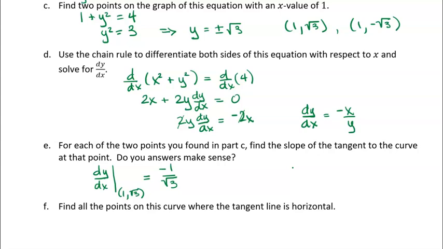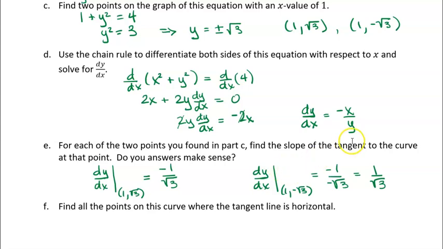And for the other point, dy/dx at the other point, which is 1 comma negative square root 3, we're just going to plug in x and y. So we get negative 1 over negative square root 3, which is just equal to 1 over the square root of 3. So it's positive. So the slope of the tangent line at 1 comma square root of 3 should be negative, and at the other point it should be positive.